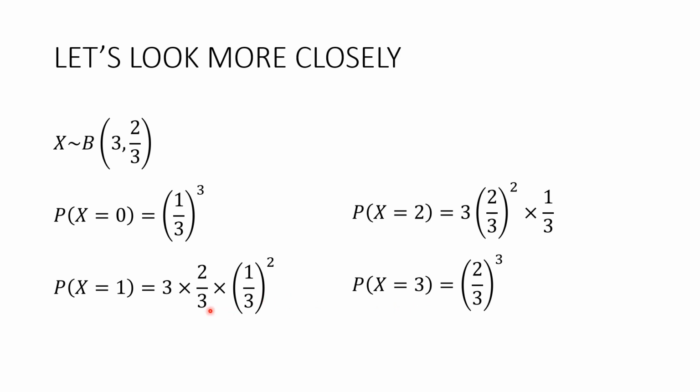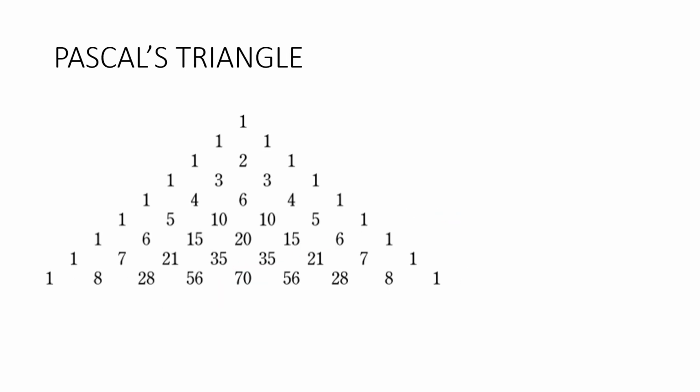Now, you can probably see where all of these come from. This is the probability of failure. We want 3 failures. Here we want 1 success, 2 failures. So 1 success, 2 failures, etc. But where do these numbers come from? This 3 and this 3. Well, actually from Pascal's triangle. And it's this line here. 1, 3, 3, 1. There's the 3's. And remember that this is 3C0, 3C1, 3C2, and 3C3.